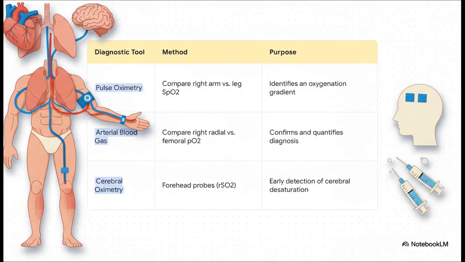Early detection is absolutely everything, and that requires multi-site monitoring. This is why we always place an arterial line and a pulse oximeter on the right arm. That's our window to the blood that's going to the brain. A significant oxygen gradient between the right arm and a leg is a huge red flag for Harlequin. We confirm it with paired blood gases. And cerebral oximetry using near-infrared spectroscopy, or NIRS, can give us an even earlier warning of brain hypoxia.